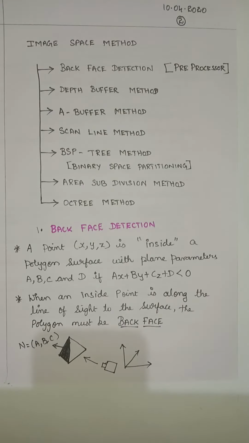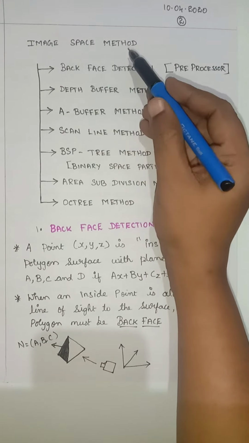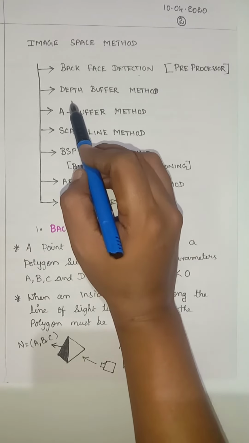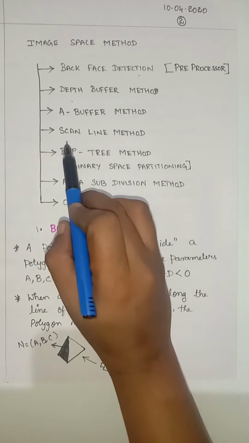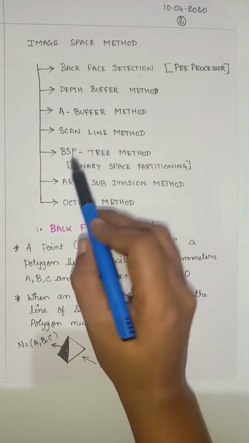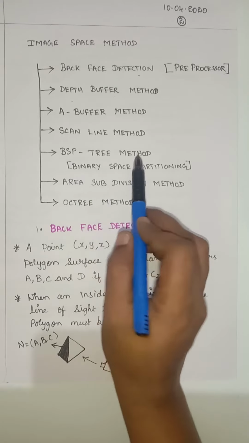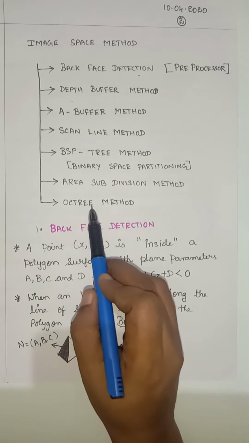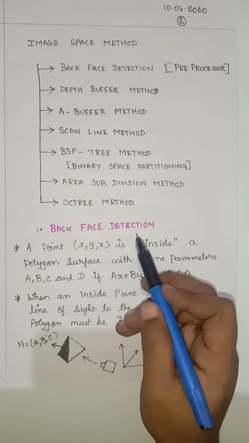Coming to the next point, image space methods. There are 8 different types of image space method. One is back face detection. The second one is the depth buffer method, the third one is the A buffer method, the fourth one is the scanline method, the fifth one is the binary space partitioning tree method, the seventh one is the area subdivision method, and the eighth one is the octree method.